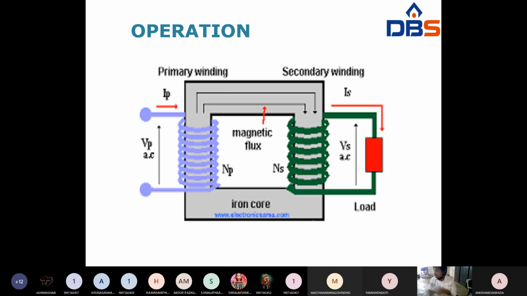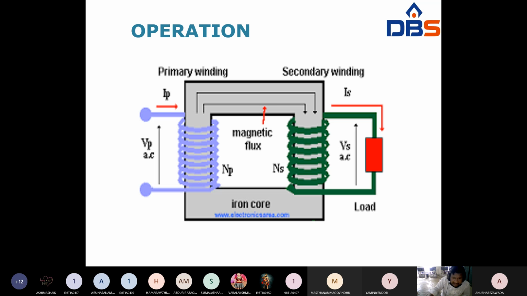Look at the figure. Operation. So primary winding, secondary winding, primary winding, secondary winding, and this is the core, right? Iron core, and this is the load circuit.